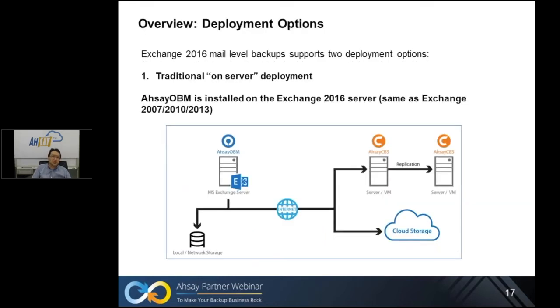Okay, let's do a quick overview of our deployment options. Basically, on Exchange MailLevel 2016, there are two deployment options. We have the traditional on-server deployment option, which you may be familiar with if you've used our previous versions of Exchange 2013 or 2010. Basically, OBM is installed directly on the Exchange server for backup.